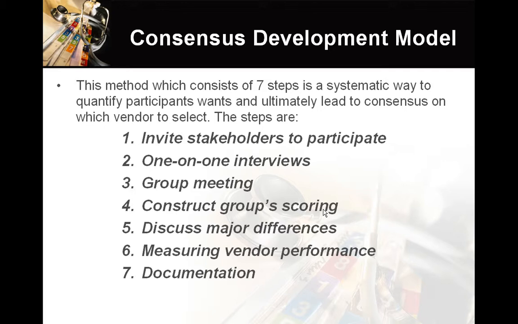Third, the group is then invited to meet and revise a consensus model developed from the individual interviews in Step 2. In Step 4, the group proposes a scoring procedure to go hand in hand with a revised consensus model. In Step 5, the group discusses their major differences, clarifies their assumptions, and redoes the scoring procedure. In Step 6, the group measures the vendor's performance on various criteria and uses the consensus model to arrive at one overall score for the vendor.